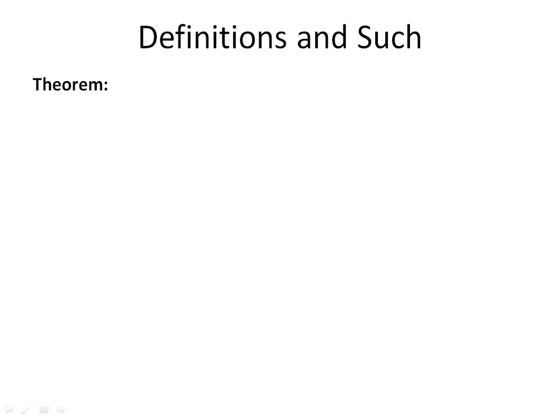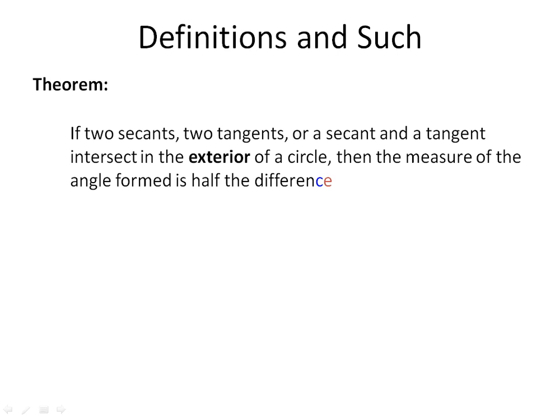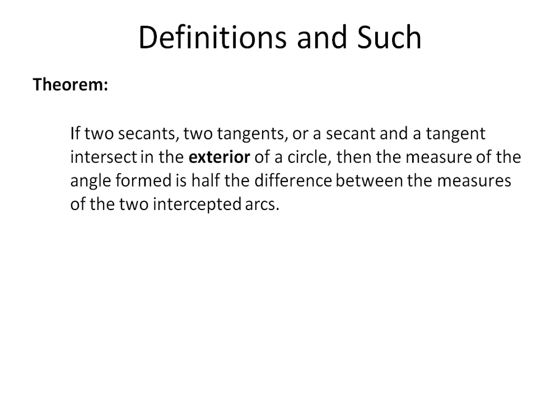Okay, have another theorem. This theorem says if two secants, two tangents, or a secant and a tangent intersect in the exterior of a circle, then the measure of the angle formed is half the difference between the measures of the two intercepted arcs. So this means that the arc that's away from the angle subtracting the arc that's towards the angle will give you a number, and that number divided by 2 will be the measure of the angle.